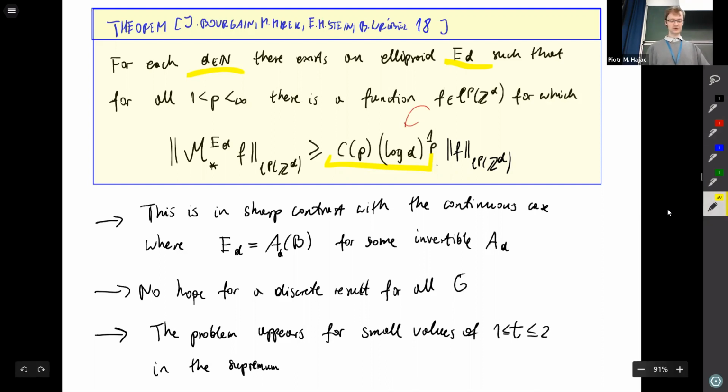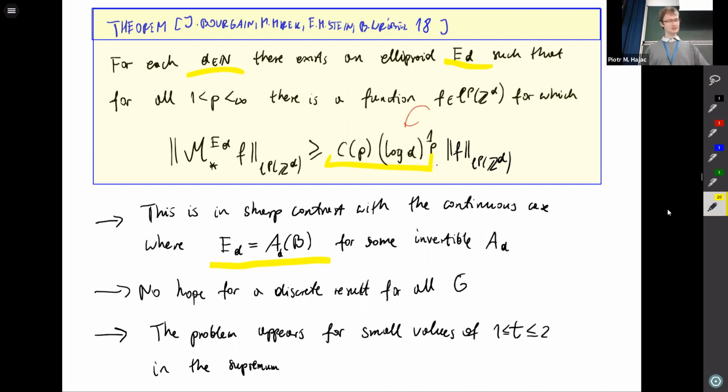This is in sharp contrast with the continuous setting where, as I mentioned before, the ellipsoid is essentially a ball, because it's just a ball mapped by some matrix, which can easily be deduced. So for the ball case, it is true. For the continuous case, it is true because the ellipsoid is not distinguished from the ball. So it just follows from Stein's result.